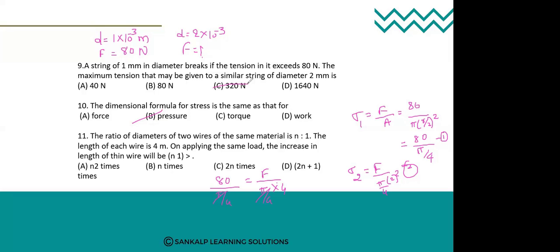Option C or option B? Yes, option C is the right answer. 320 Newton, that is option C. Option C is the right answer.